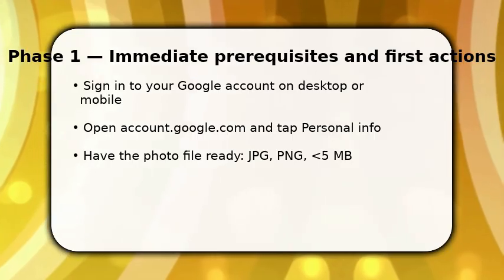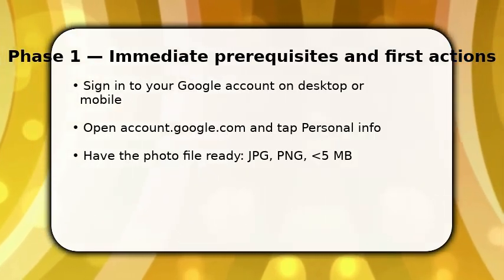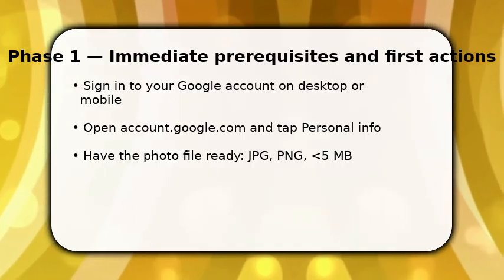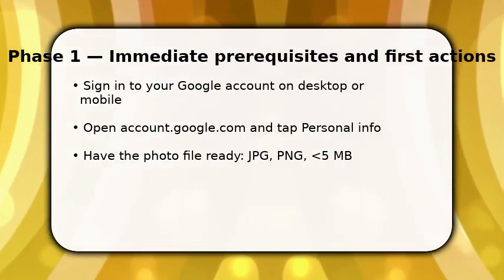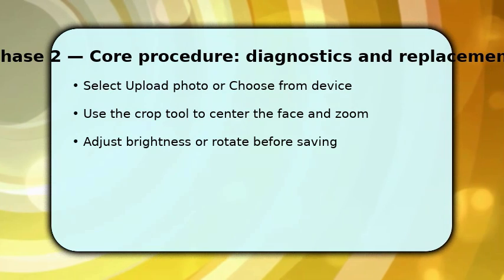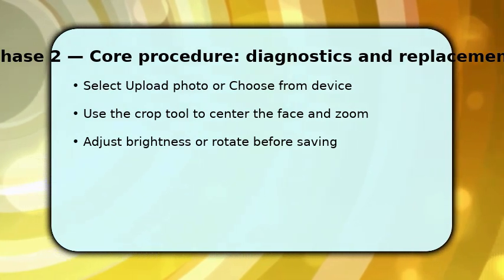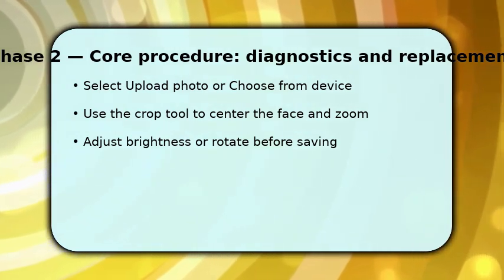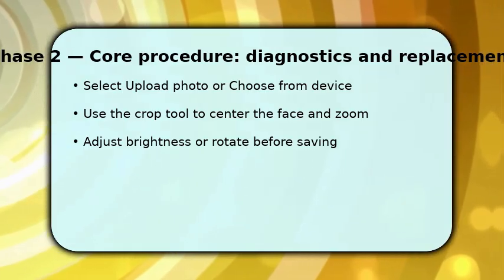This is the first actionable step. If you're on mobile, open the Google app or Settings and find Manage Your Google Account. Then Personal Info. Once you tap the profile image, choose Upload Photo or select from Device and pick the image you prepared. You'll see a crop and zoom tool.